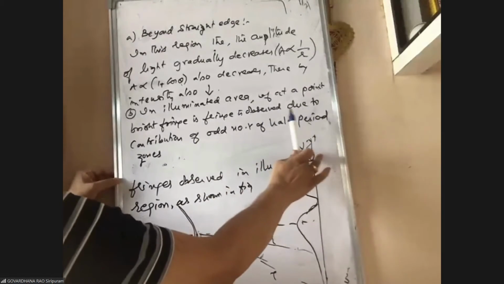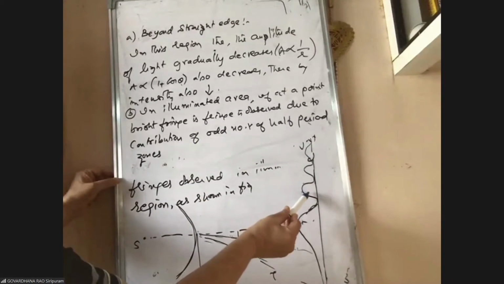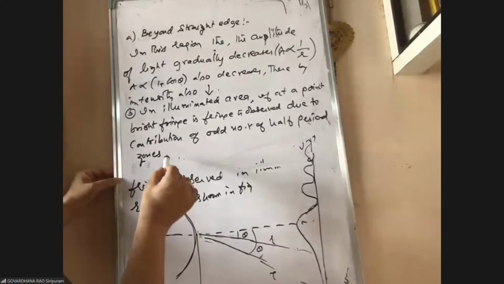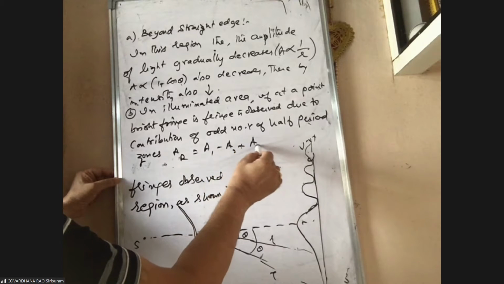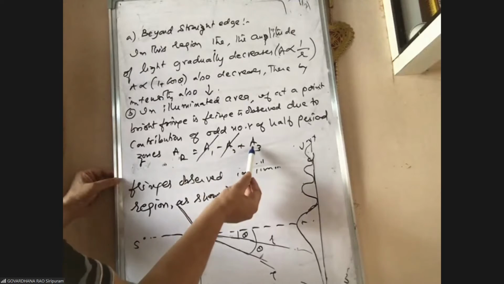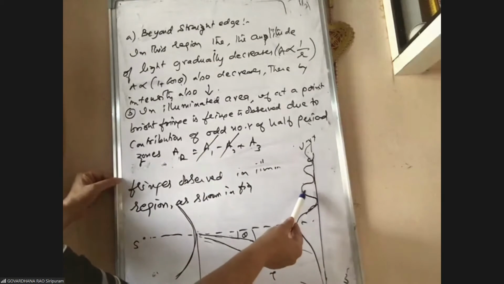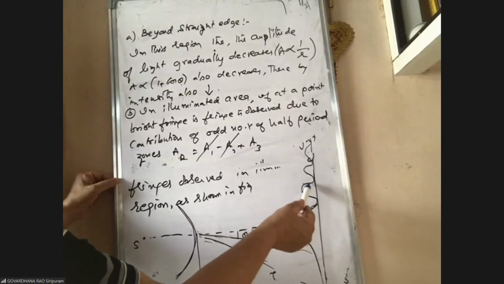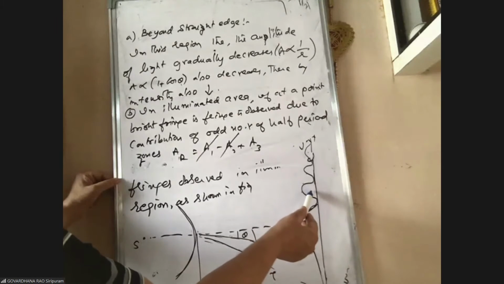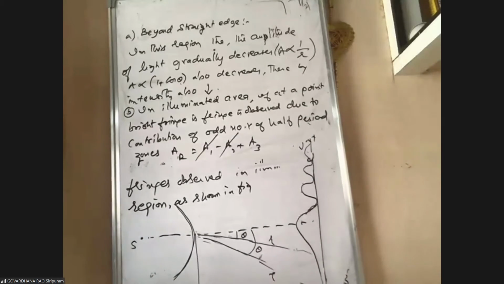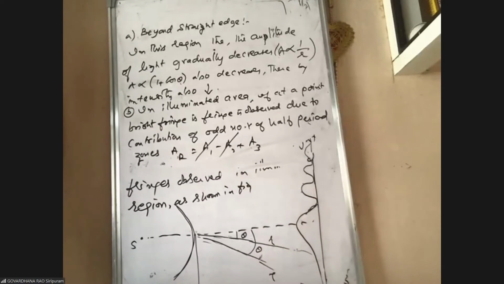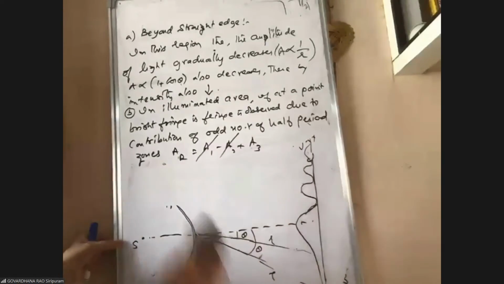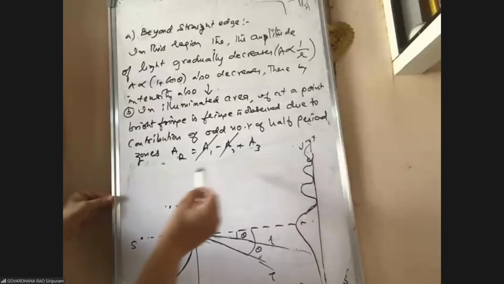See, here you are getting, for example, bright, here bright, here bright. Bright means the resultant is A1 minus A2 plus A3. A2 and A1 cancel, but A3 will be there. So at a point where odd half period zones contribute, there is a resultant amplitude, intensity also there. That is the reason it will not become zero. There is some amplitude, some brightness. This is the bright spot.